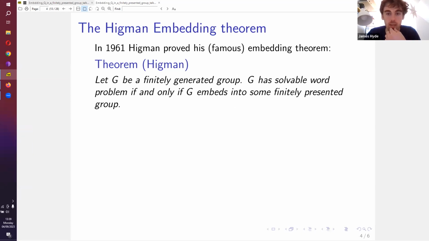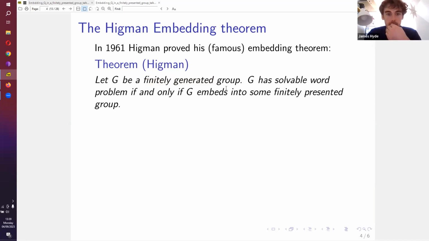So the Higman embedding theorem. Higman embedding theorem is one of the coolest theorems. I suppose I should say what solvable word problem means. That would be sensible. So Higman embedding theorem says that if you have a finitely generated group that has solvable word problem, if and only if it embeds into some finitely presented simple group. I'm going to assume people know what simple and finitely presented means. Solvable word problem means that the set of words which represent the identity over our finite generating set is recursive. Not just recursively enumerable, but recursive. We can check for membership and check for non-membership.